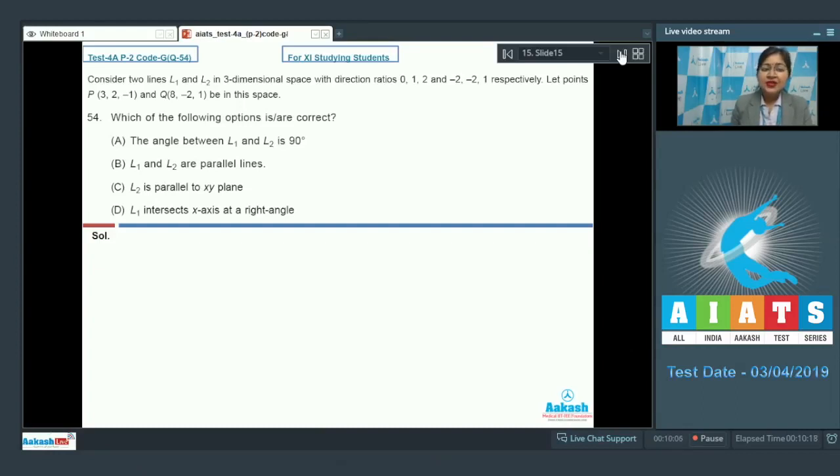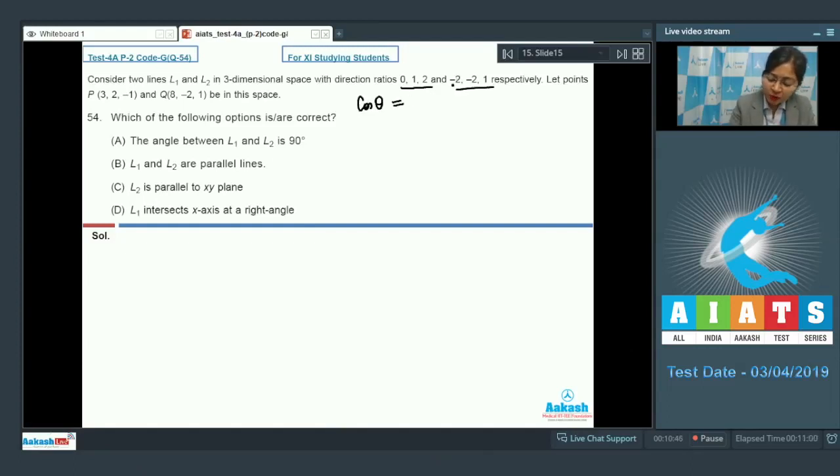It says that consider two lines L1 and L2 in three-dimensional space with direction ratios 0, 1, 2 and -2, -2, 1 respectively. Let points P and Q be given in this space. Question number 54 says, which of the following options is correct. We have to find the angle between L1 and L2. Now we have the direction ratios for L1 and L2, so let us say theta is the angle between them.